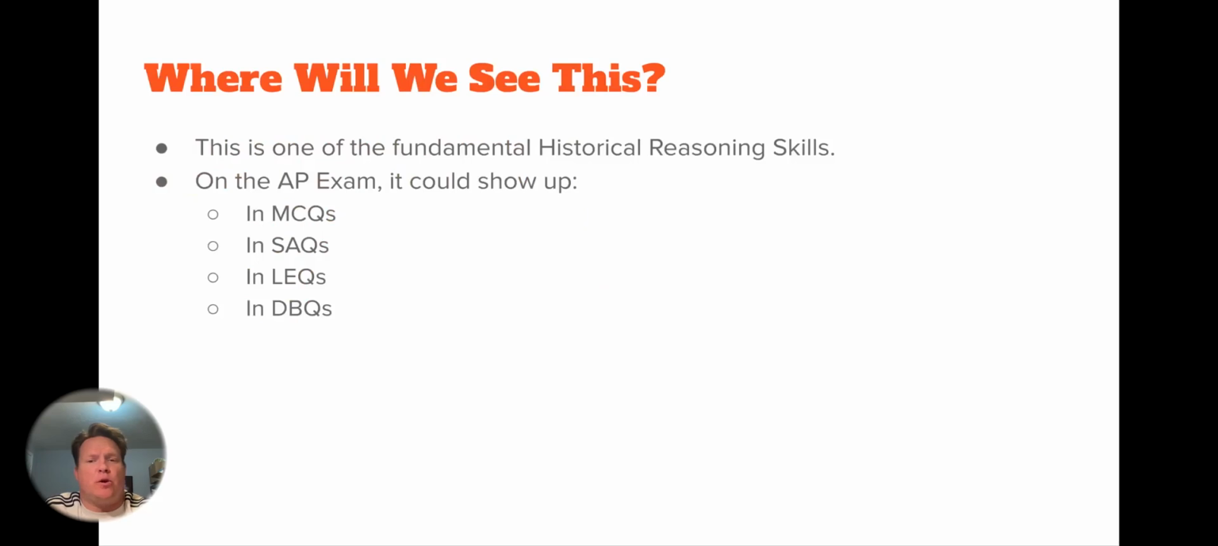As I said earlier, this is one of the three fundamental historical reasoning skills. This is often one of the first ways historians use to understand different events. Humans are always comparing things, and since historians are human, we're no exception.